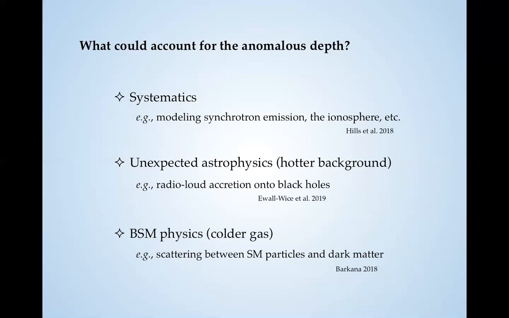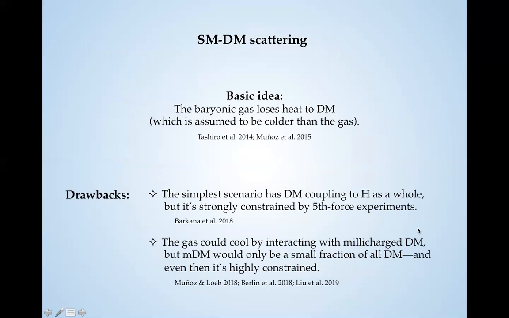So as many of you probably know, this last proposal has generated quite a lot of interest. The basic idea behind these kinds of scenarios, where you just have scattering between standard model particles and the dark matter, is that the baryonic gas, hydrogen, loses heat to dark matter, which is taken to be colder than the gas. This explanation was actually put forth along with the original detection announcement by EDGES. But here's the thing. Further study has shown that the explanation isn't quite as appealing as one might have hoped at first.